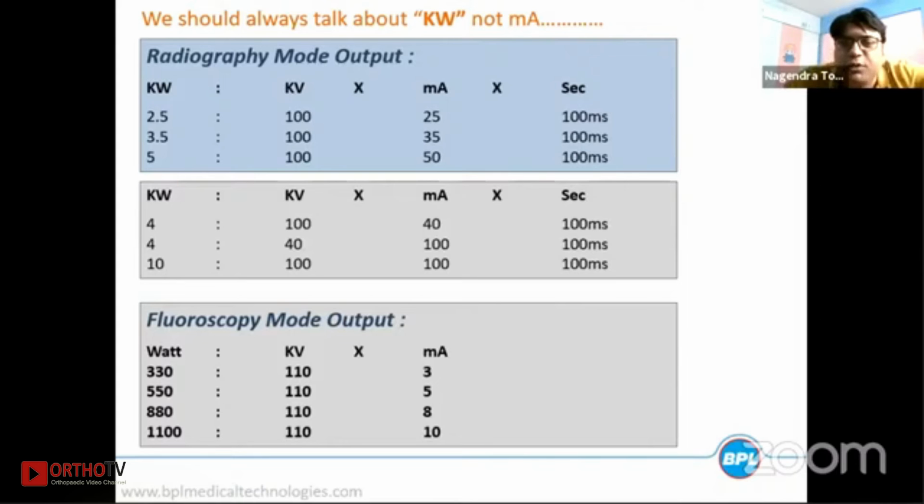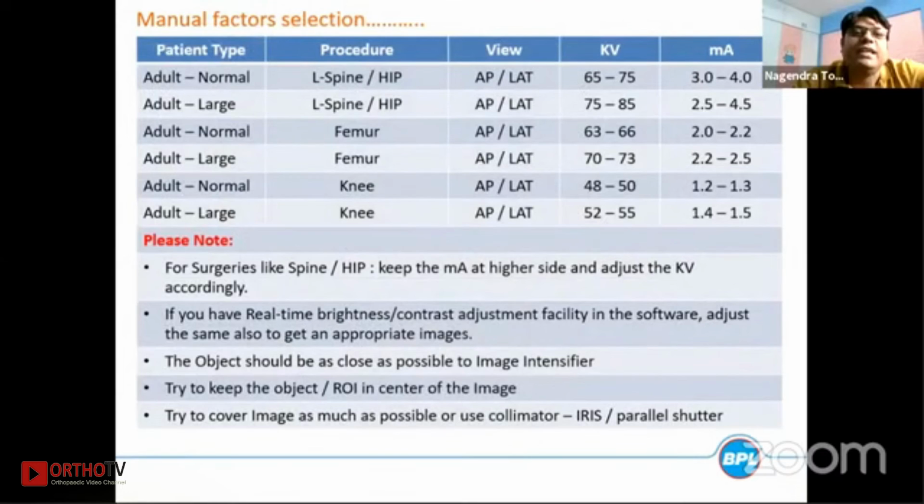Right. So please come down to clinical application so that we can finish up the program in time. Sure. Let's come to the manual factor selection. Basically, although we always say that we should use auto mode, because if your technician is not well versed with the SIAM, manual selection of factors would be a little difficult.